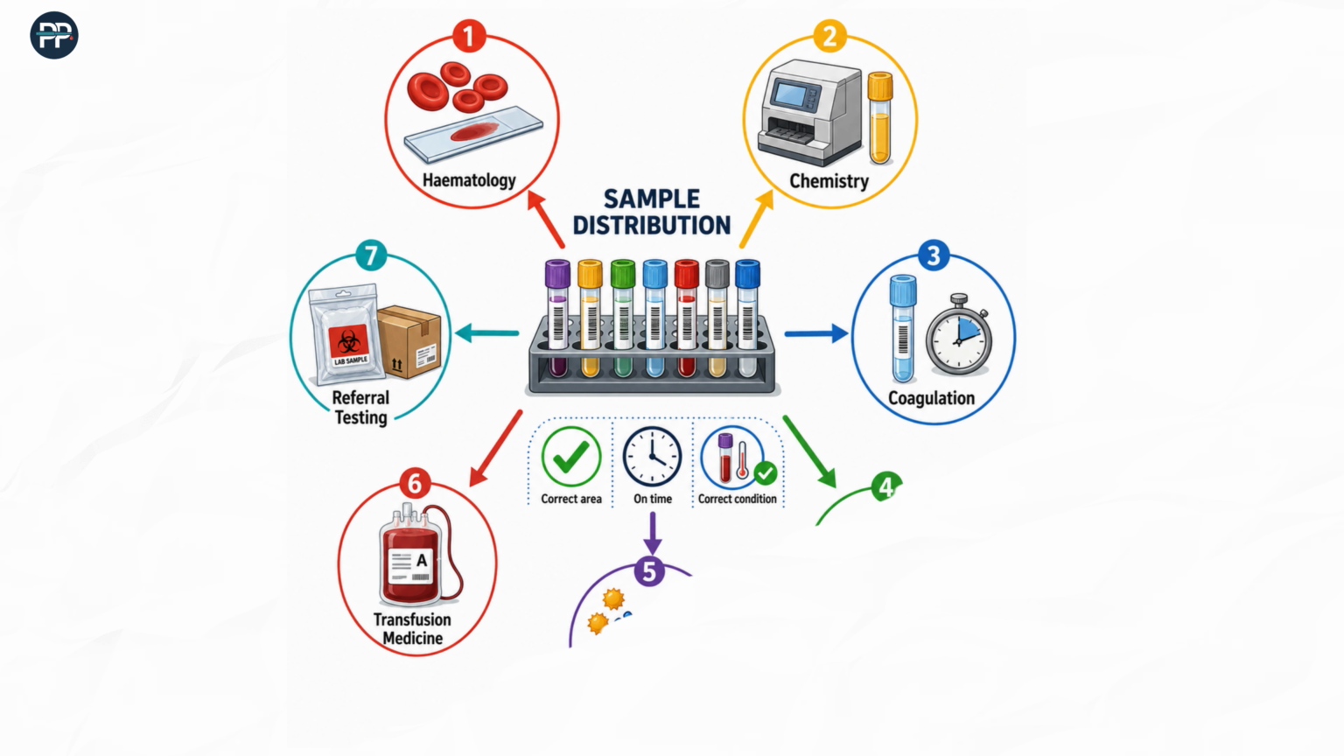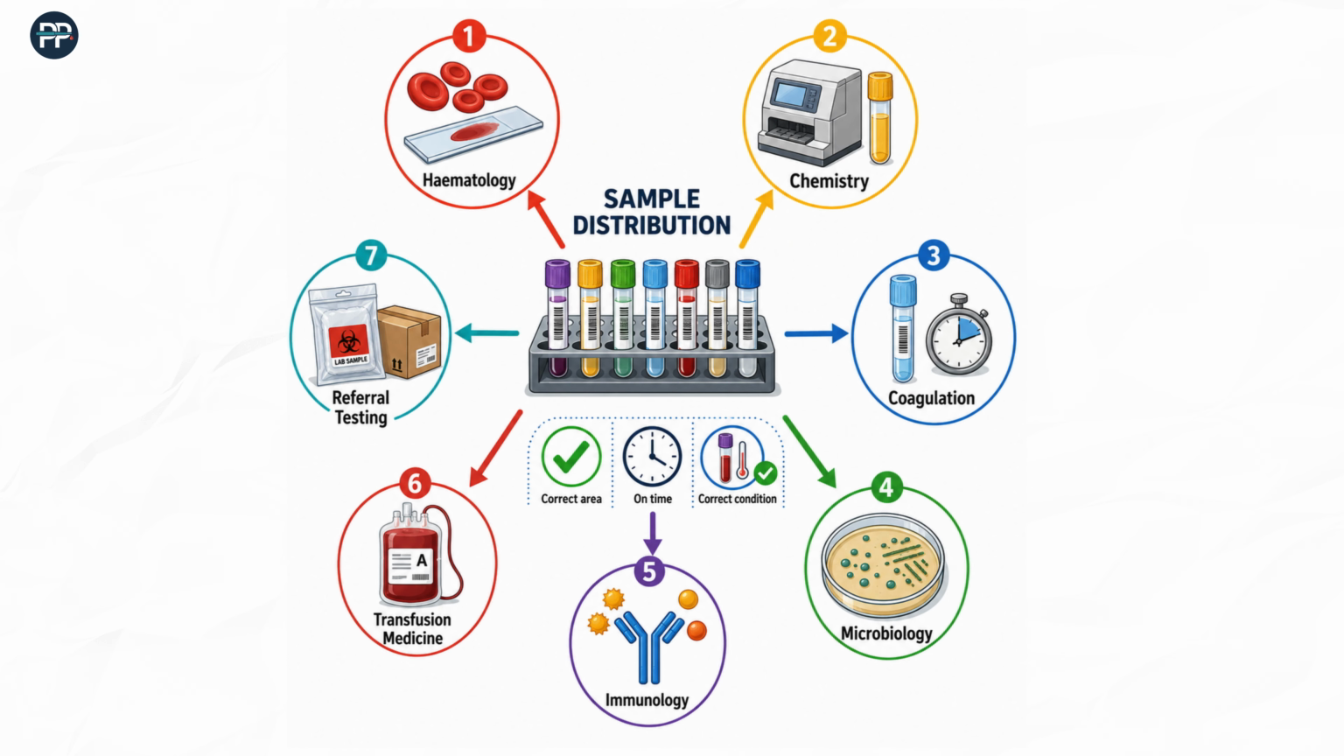After processing, the samples are distributed to the appropriate departments, such as hematology, chemistry, coagulation, microbiology, immunology, transfusion science, or a referring testing lab. This distribution needs to be controlled so that the samples reach the correct area within the required time frame and in the correct condition for testing.